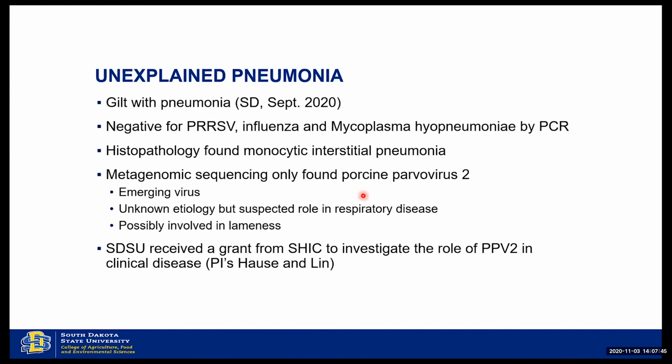We performed metagenomic sequencing on those and identified porcine parvovirus 2. So this is also an emerging virus. There's been a few papers on this, but really the etiology and the significance of this virus is unknown. However, there are anecdotal reports that suggest this is involved in respiratory disease as well as potentially lameness. So Dr. Lynn and myself just recently received a grant from the Swine Health Information Center to further investigate the role of Parvo2 in clinical disease.